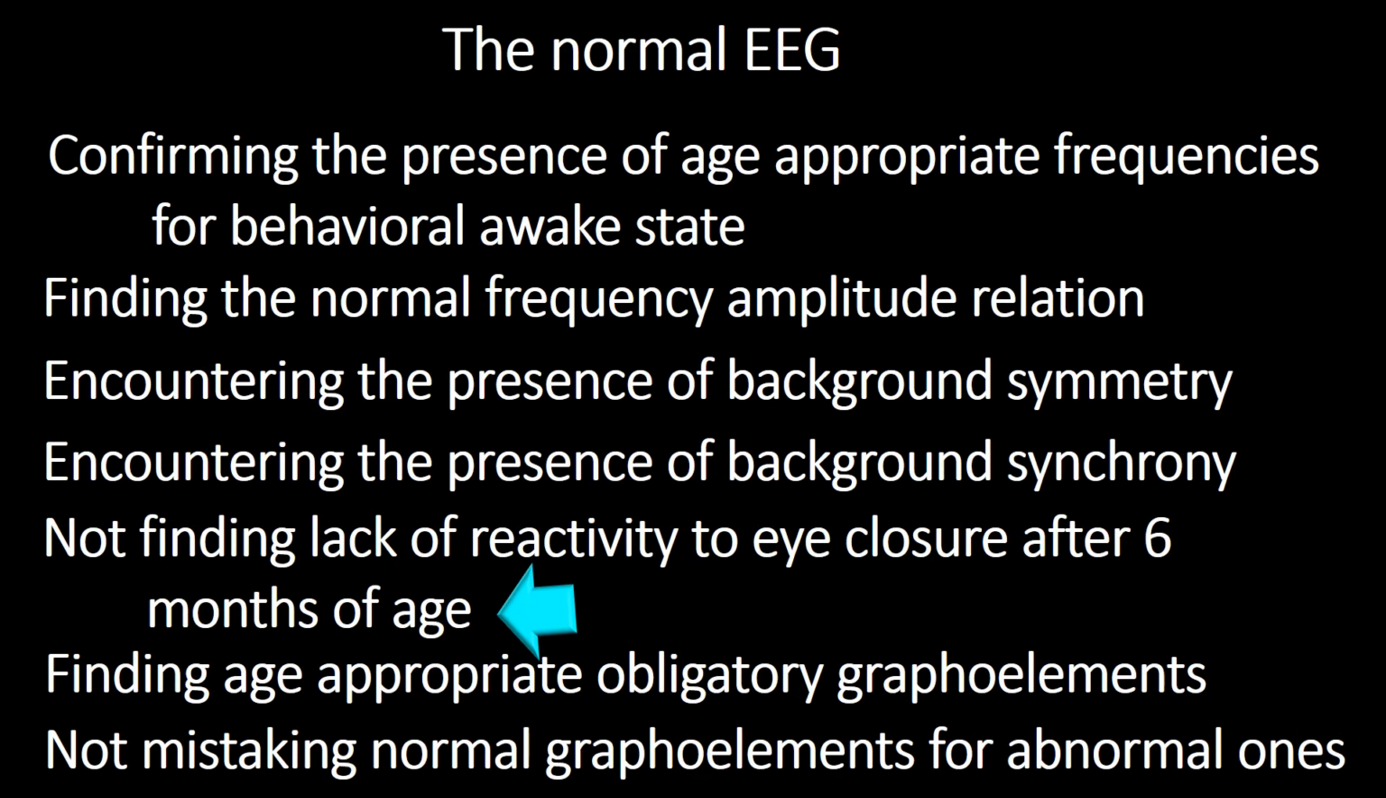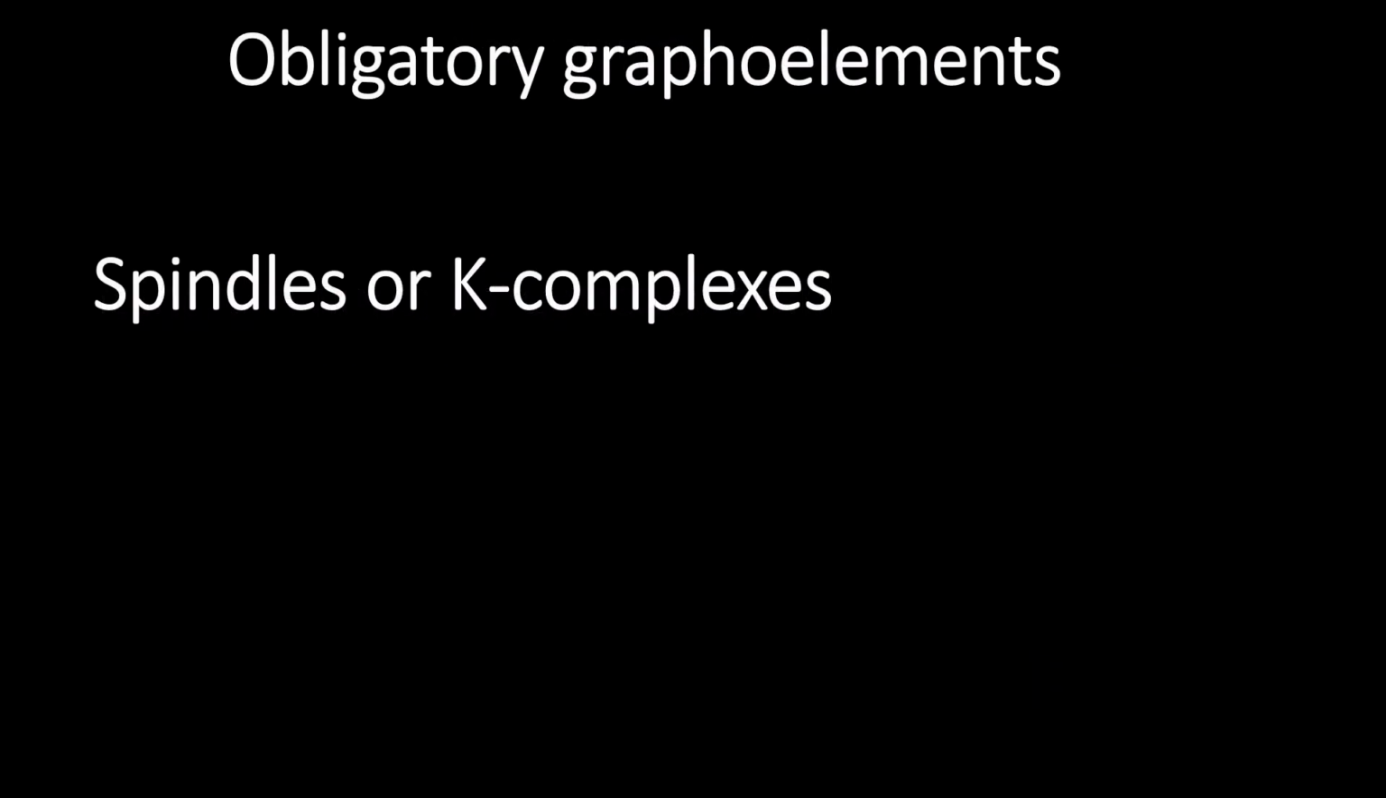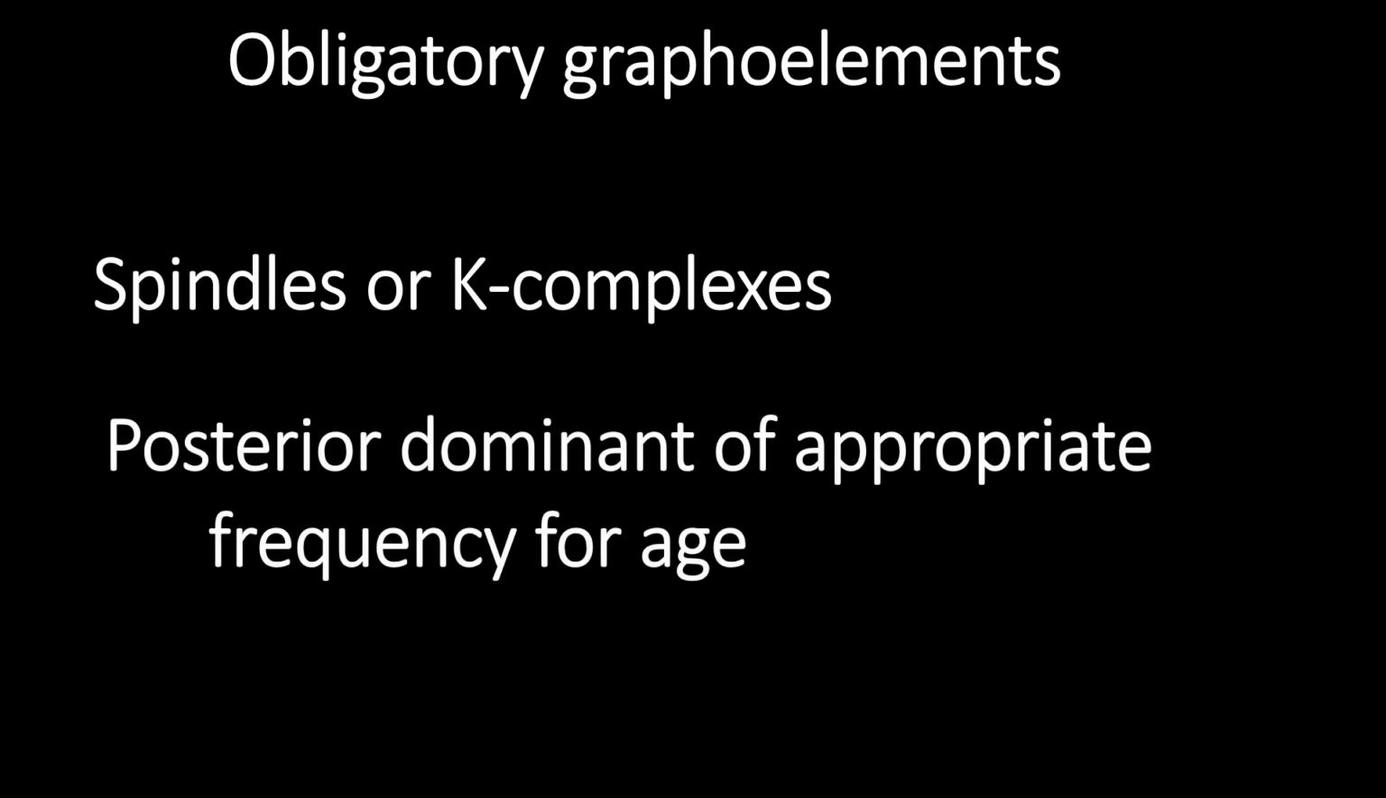Next, in the orderly process of determining an EEG as normal, we will need to find age-appropriate obligatory graphoelements. This includes spindles and, to a lesser degree, K-complexes. Consider them obligatory if the record presents with features consistent with sleep stage 3. Another obligatory graphoelement is a posterior dominant rhythm appropriate for age.